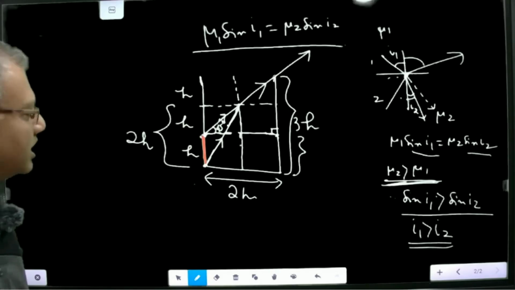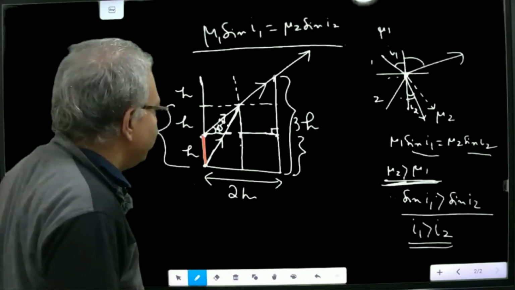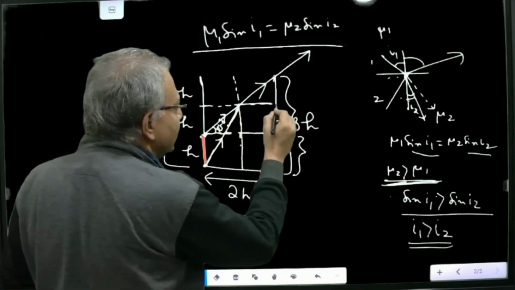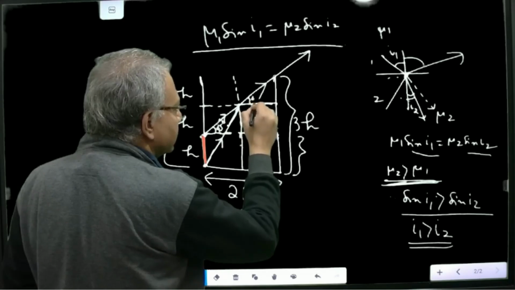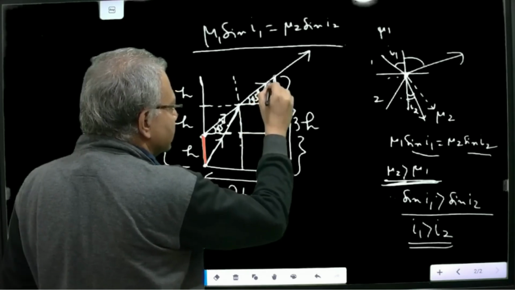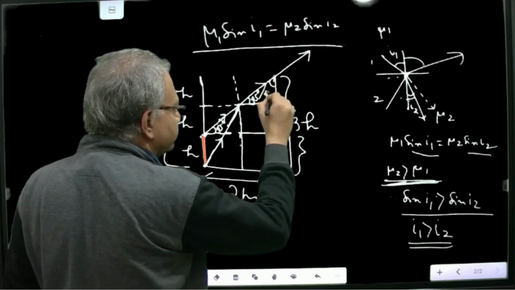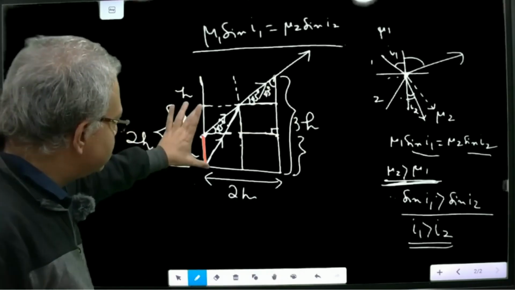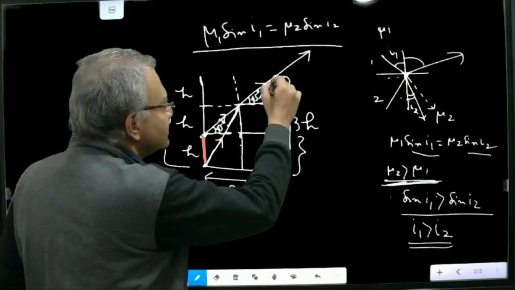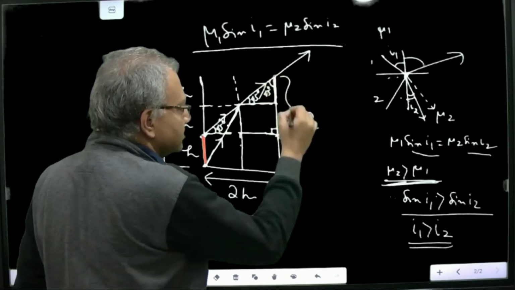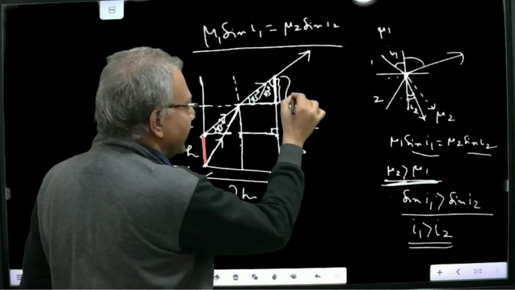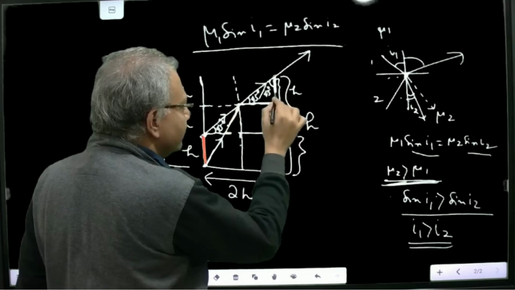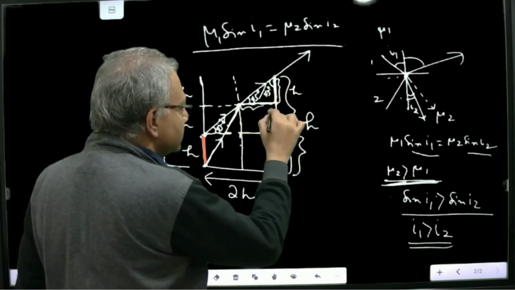Okay, very good. Now see what is going to happen. If this is 45 degree, naturally, this is also 45 degree. No problem. If this is 45 degree, you can see this is 2h, this is 2h. So this part is h, because the total is 3h, this part is h. Naturally, this is 45, this is 45. So this is also h.